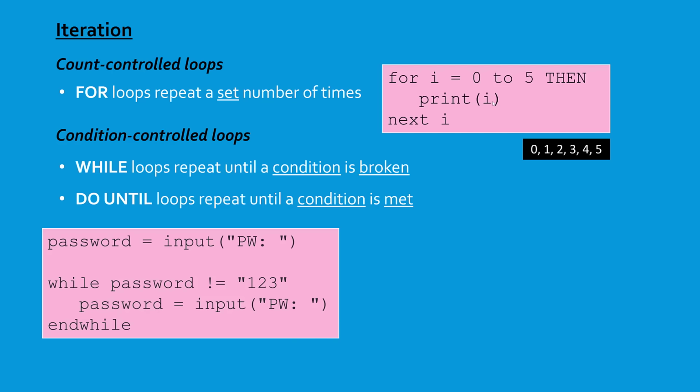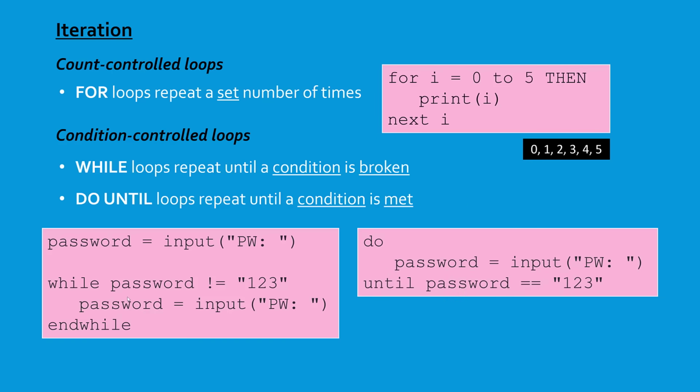You use condition control loops when you don't know how many times the loop needs to repeat. So for a password program, the user might get their password right first time, but equally they could get it wrong a billion times. You don't know how many times ahead of time. So you've got to use a condition control loop. Here's how a while loop would work. While password not equals 123, in this particular case, we're going to ask for the password again. Really, really important that you give the user a chance to re-enter, otherwise it becomes an infinite loop.